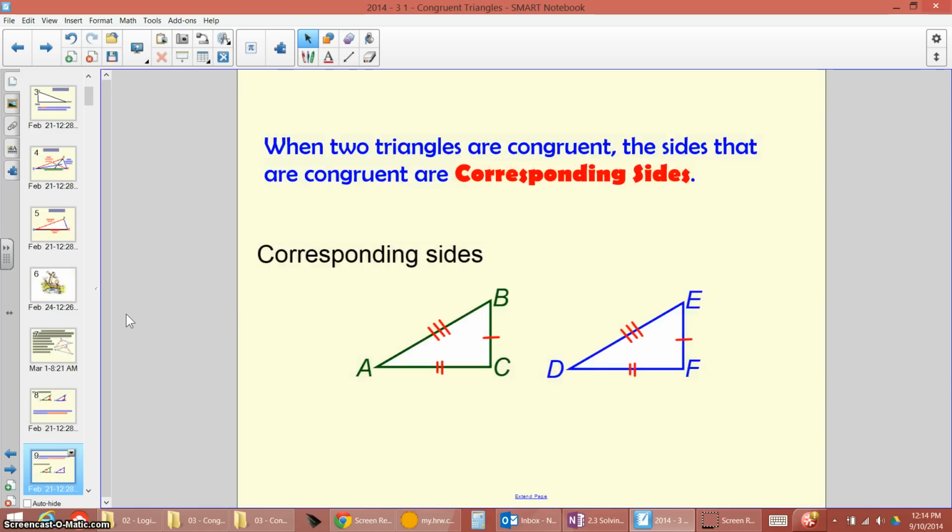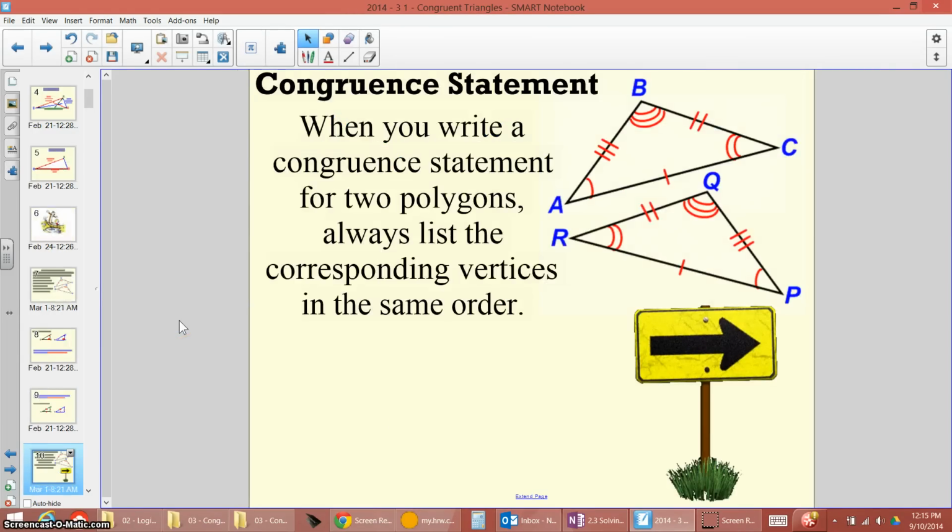Now, corresponding sides is the same idea. Notice how AB is the long side, DE is the long side, so they correspond together. And if we say triangle ABC is congruent to triangle DEF, then we say that those two sides correspond. AB corresponds to DE.